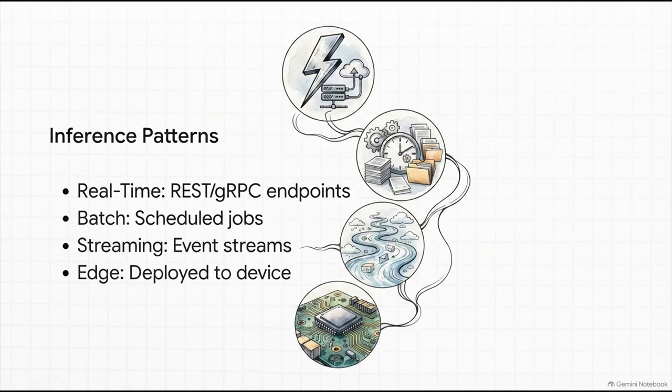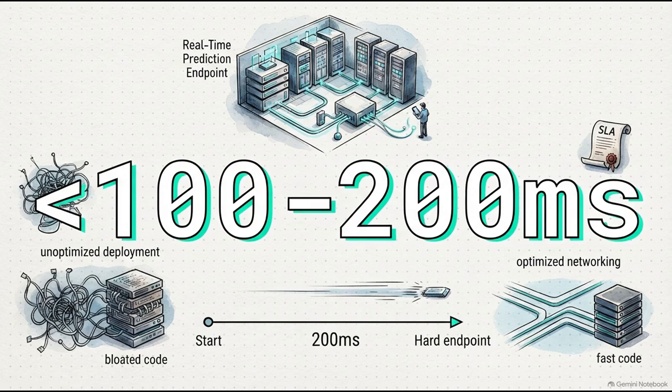And fourth is edge inference, where you deploy the model straight to a device. Imagine a mobile phone doing offline natural language processing, or maybe a factory camera running vision detection right there on the hardware. If we look really closely at that first pattern, real-time endpoints, the math is pretty unforgiving.